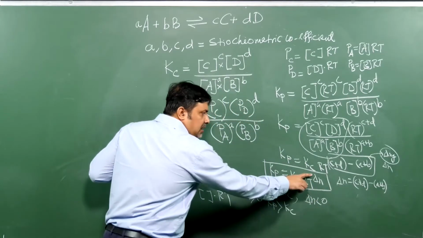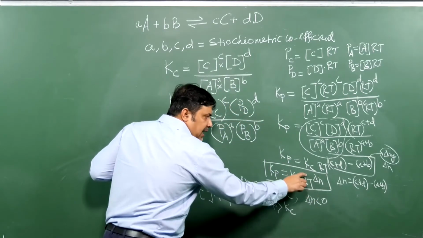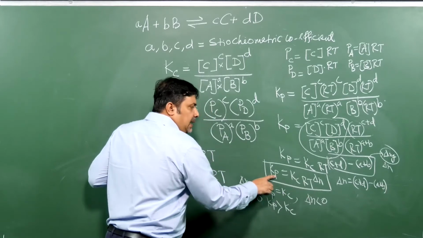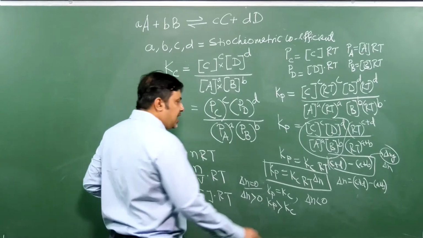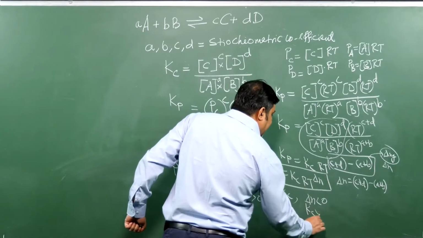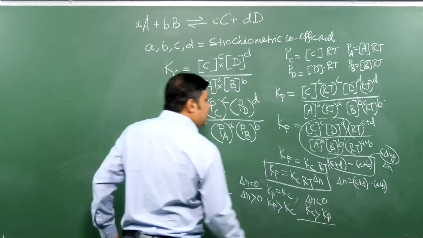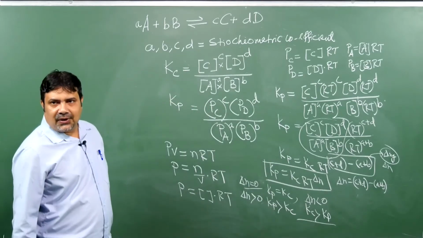And if delta N is less than 0, suppose RT to the power minus 1, this will become 1 by RT. Then with the Kp, if you multiply something, then only it will be equal to Kc. So we can write Kc will be greater than Kp. These are the basic things you have to understand from these relations.